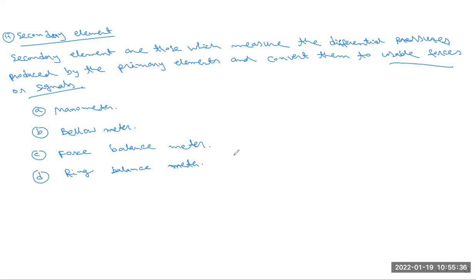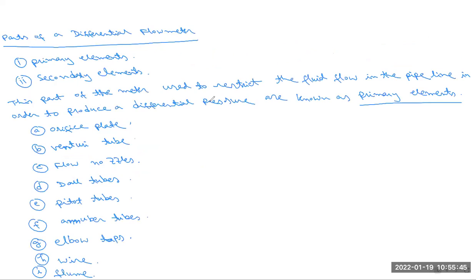Okay. So these are the secondary elements and primary elements we have discussed previously. This is the primary element. The primary element is used to restrict the fluid flow in the pipeline in order to produce the differential pressure. For the primary element, we use different meters: the orifice plate, venturi tube, flow nozzles type of meter, dall tubes, pitot tubes, Annubar tubes, elbow taps, and also weir and flume type of meters.